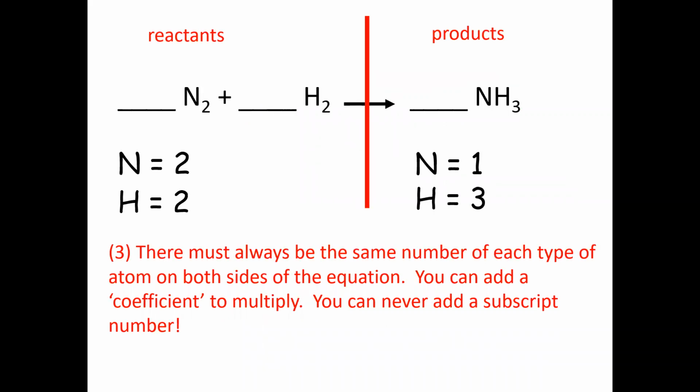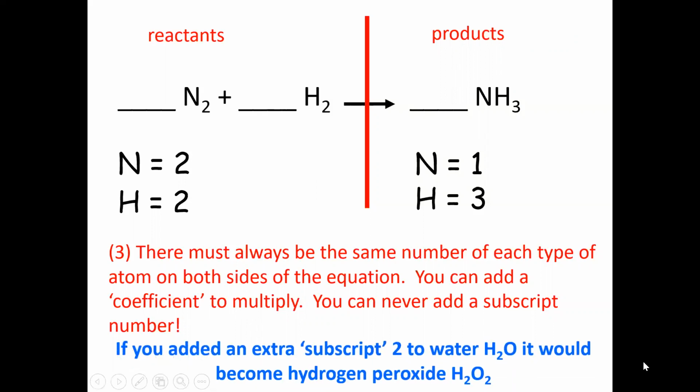Now there must always be the same number of each type of atom on both sides of the equation. You can add a coefficient, that's a big number at the beginning, to multiply, but you can never add a subscript number. So you can't add a little 2 here or a little 3 here. And the reason for that, just to give you an example: if you took water, which is H2O, and you added a subscript 2 to that oxygen atom and made it H2O2, that would turn water into bleach, a completely different chemical.